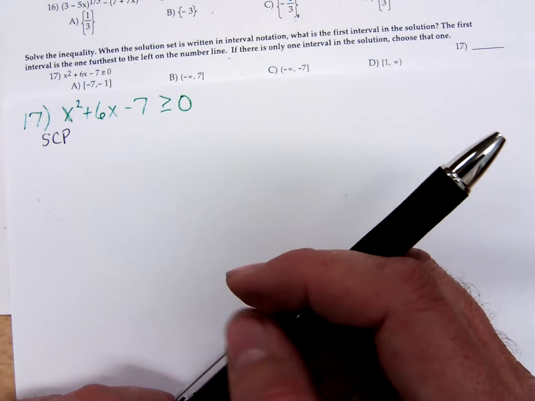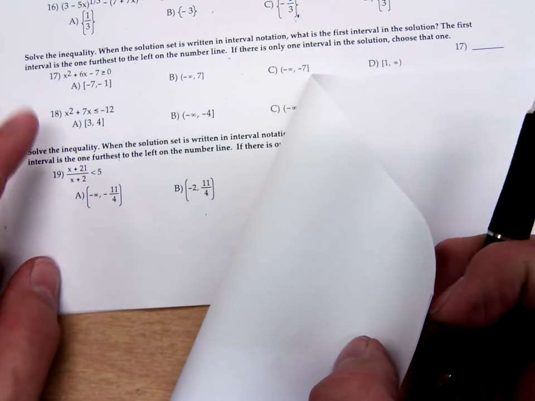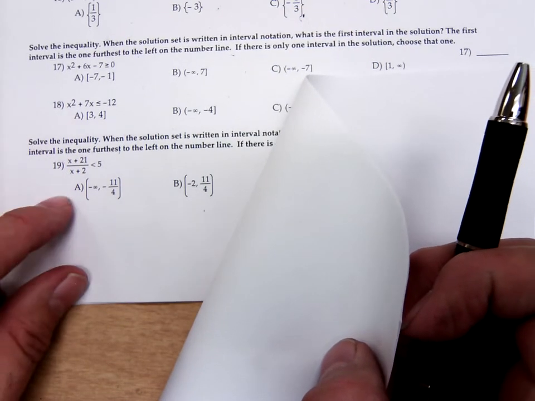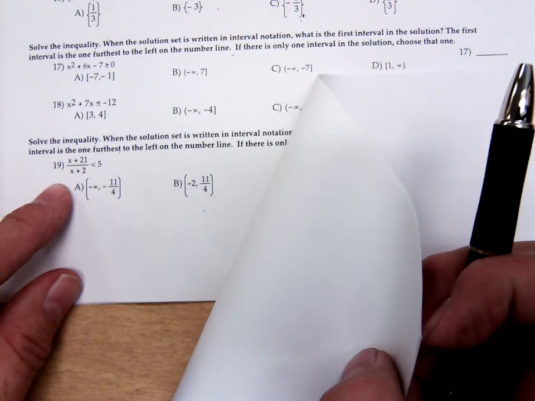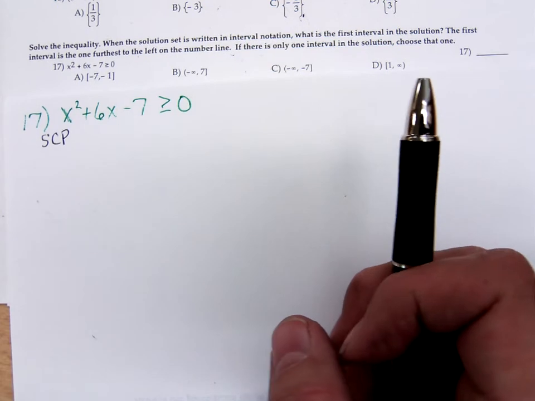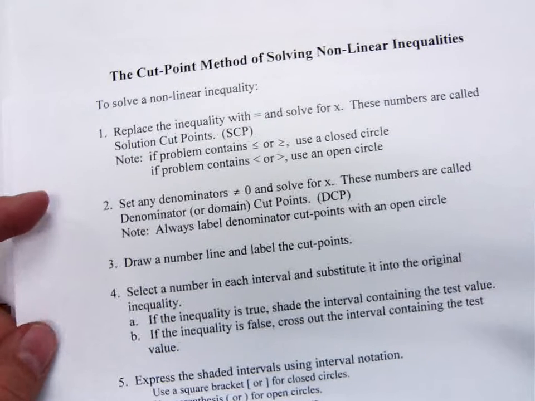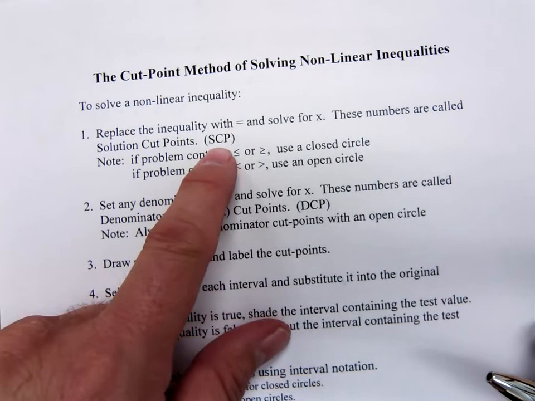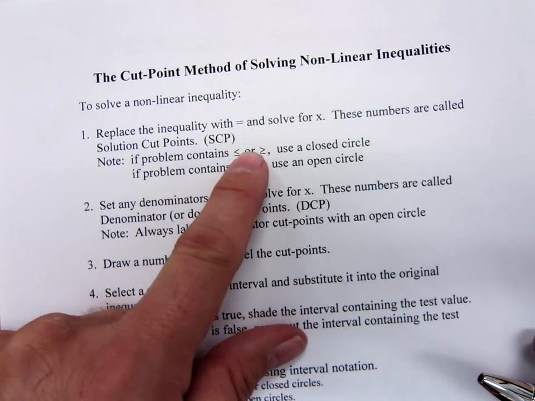If there's no fractions, like 17 and 18, there's no denominator cut point. Like number 19, there's going to be a denominator cut point. How do I know that? Well, there's a denominator. Okay? So you'll have a little sequence of steps like this that hopefully at this point you're familiar with. Find those solution cut points. Put an equals and solve. Use either an open or closed circle depending on the symbol.